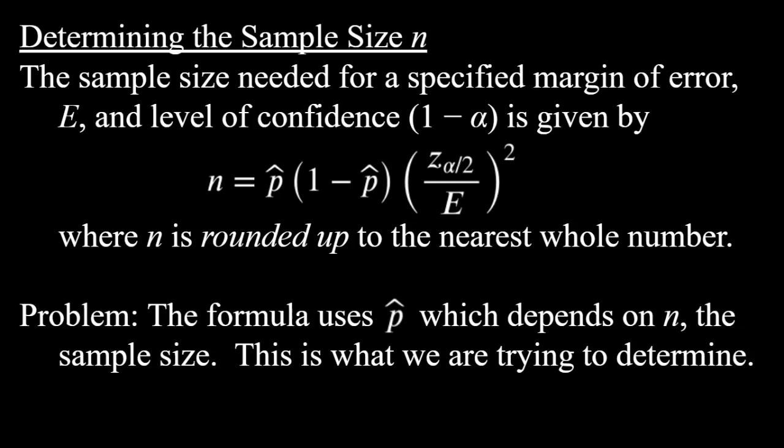The problem that we have is that the formula uses p hat, and p hat depends on n, which is the sample size, and that is what we're trying to figure out. So we have a couple ways of working with that.